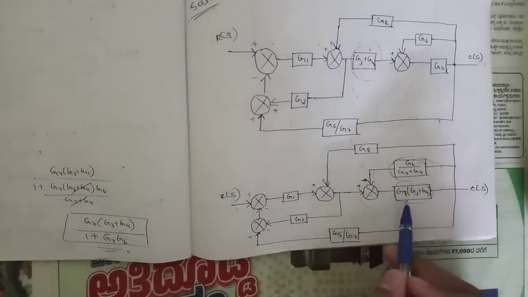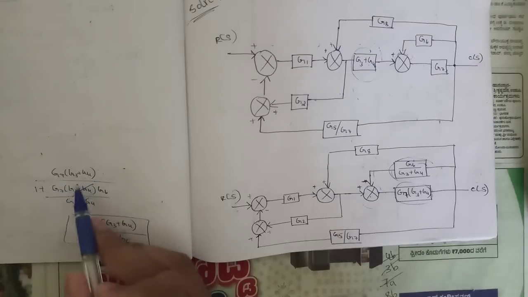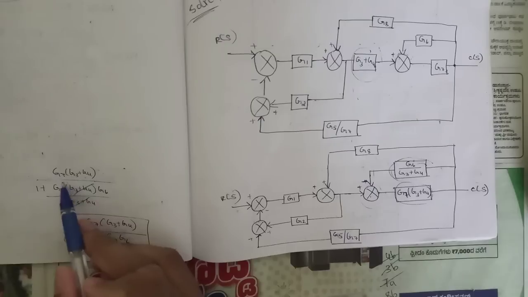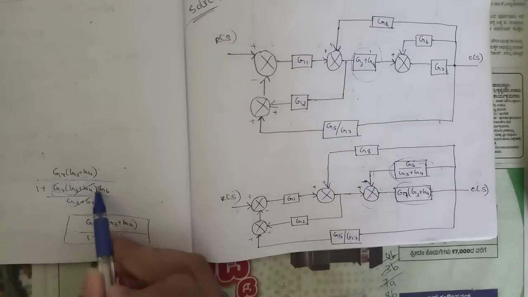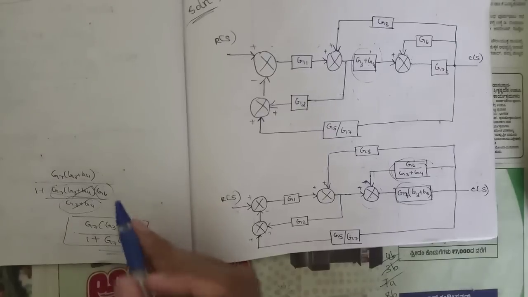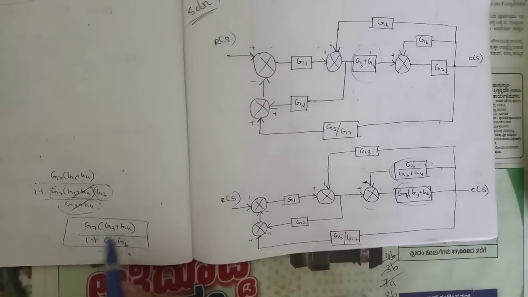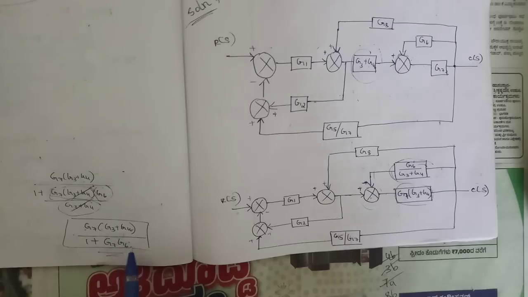So I have written it here as g of s divided by 1 plus g of s into h of s, where G7 into G3 plus G4 is g of s, and G6 divided by G3 plus G4 is h of s. So we can cancel this G3 plus G4 here. We would be left with G7 into G3 plus G4 divided by 1 plus G7 G6. Okay, so that's why I have done it here.